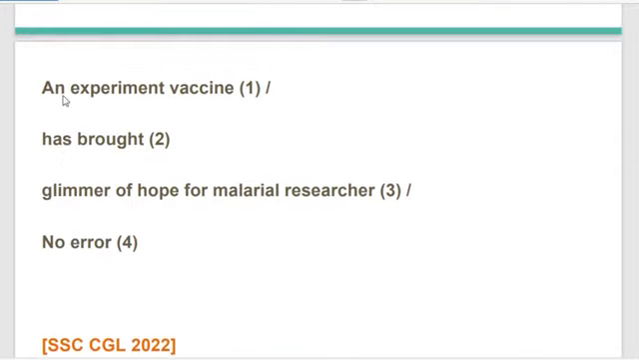An experiment vaccine has brought glimmer of hope for malarial researcher.